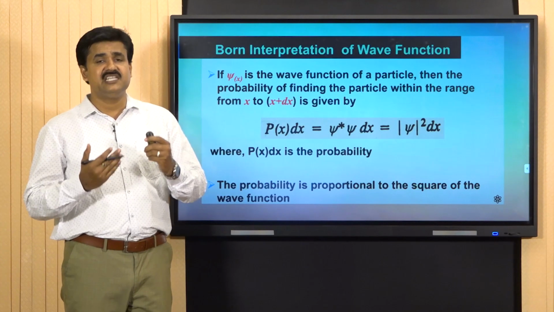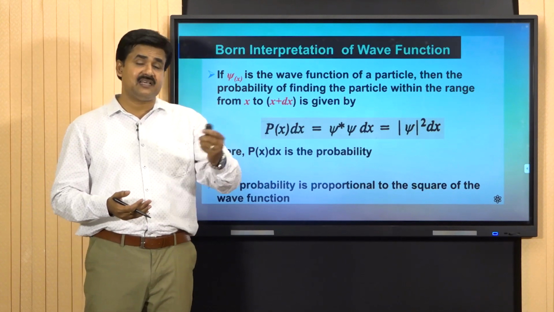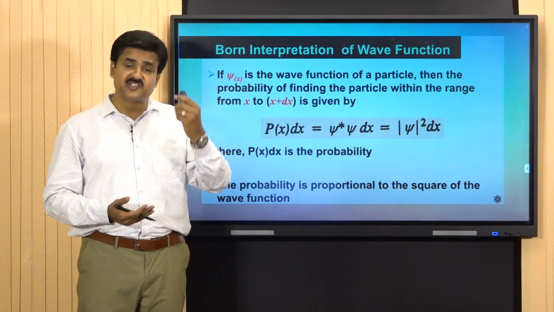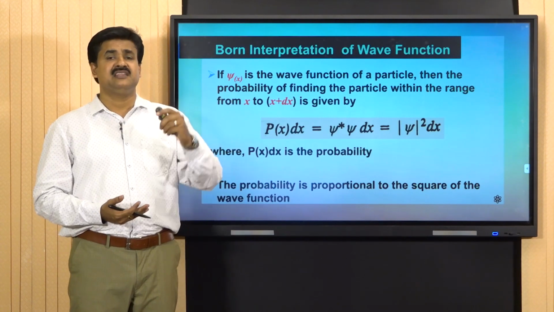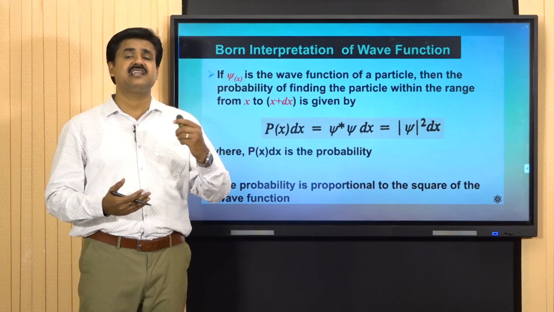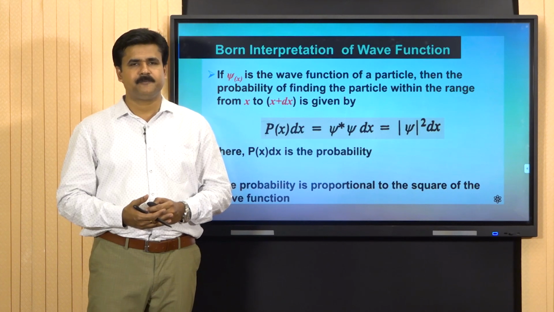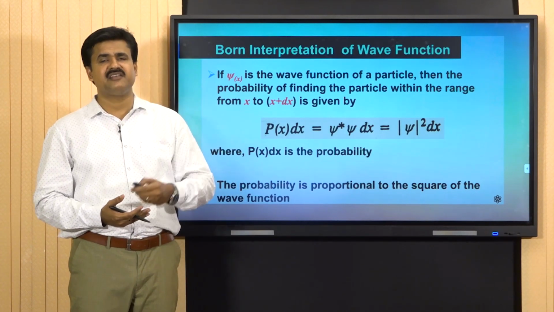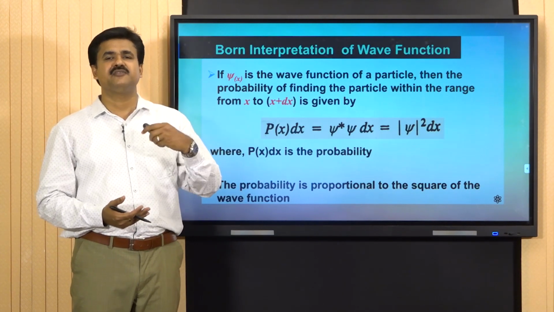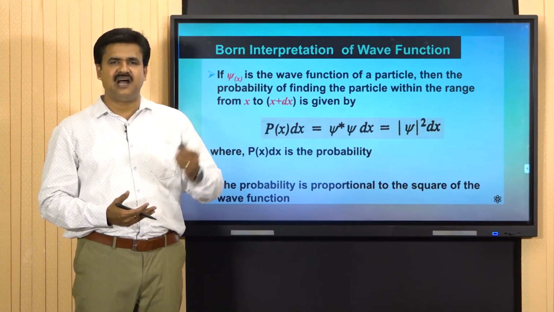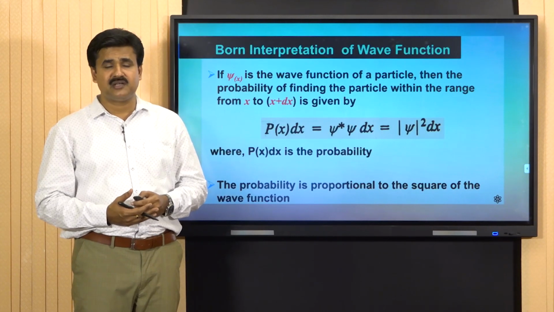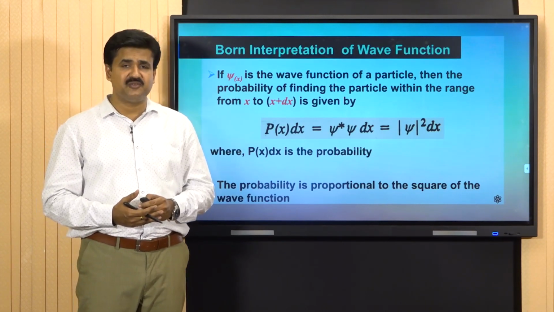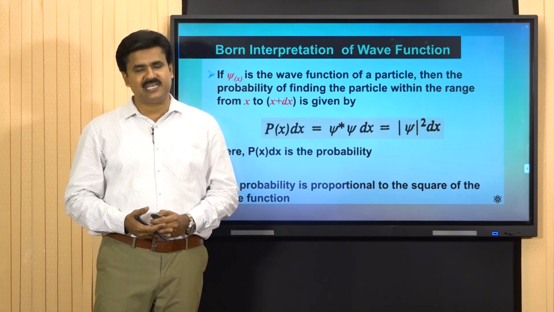Thus, in this module, we learned about two versions of the Schrodinger wave equation. They are the time dependent and time independent Schrodinger wave equations. We derived the time independent Schrodinger wave equation, learned its different forms, and also discussed the significance of the wave function and the Born interpretation.